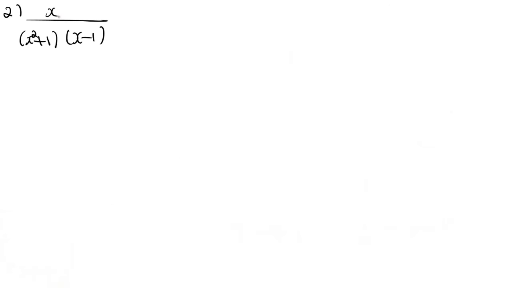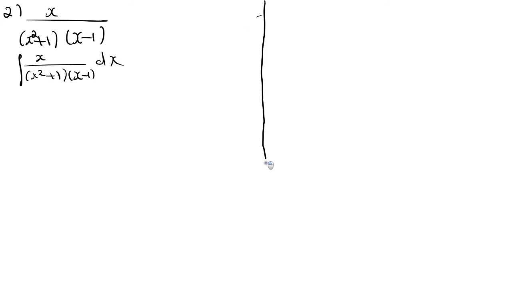Okay, see the next question: x divided by x square plus 1 into x minus 1. You need to find the integration of x divided by x square plus 1 into x minus 1 into dx. First you need to check whether the given fraction is a proper fraction or not. By this you can see that the degree of the numerator is 1, the degree of the denominator is 3. Clearly it is an example of a proper fraction.